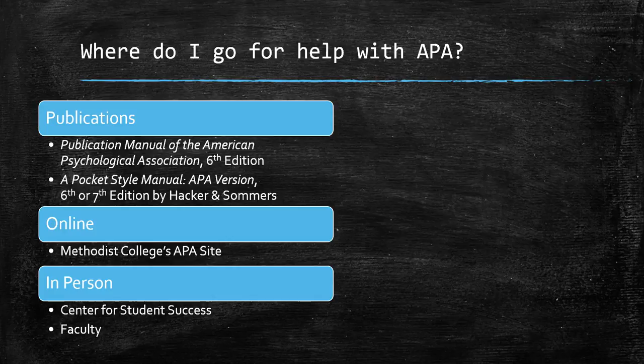Lastly, you have in-person resources. You can go to the Center for Student Success, get assistance from the tutors, get assistance from the director. You can also go to your faculty members. Obviously, if we are assigning it, then we should know how to use it too, right? So you can come see us and we can help you out with it. You have all sorts of resources that you can go to, and that's really what you need to know. Where do you go for help with APA?